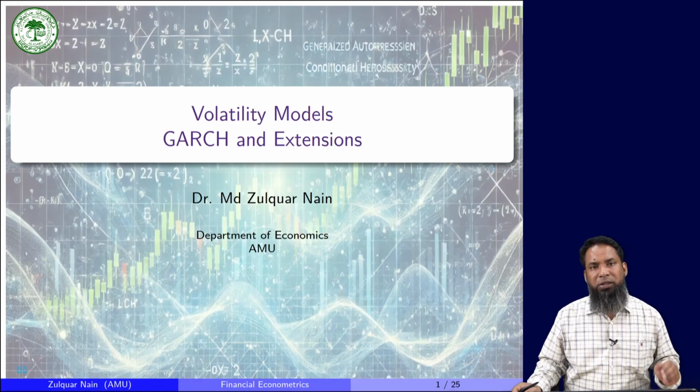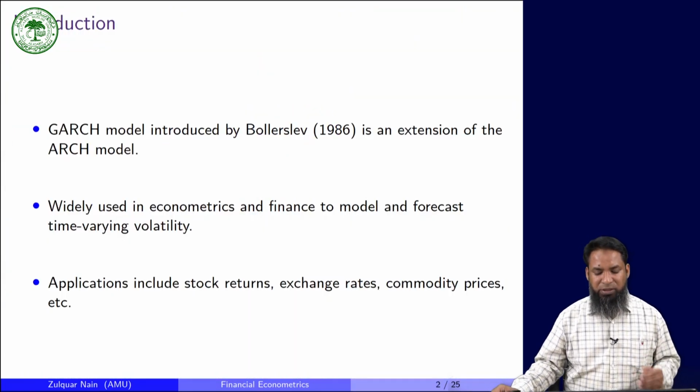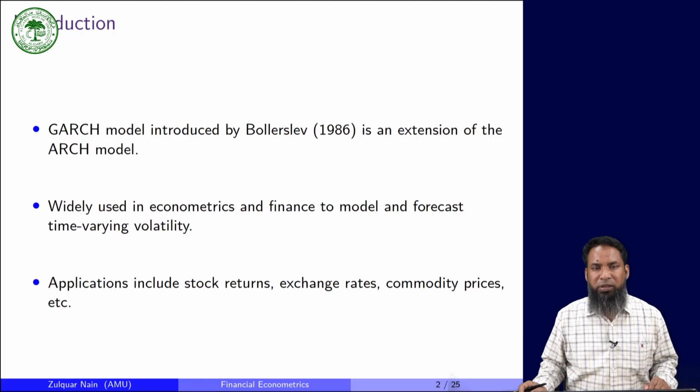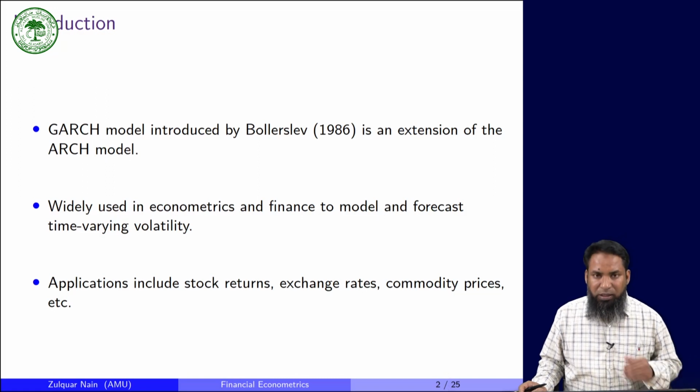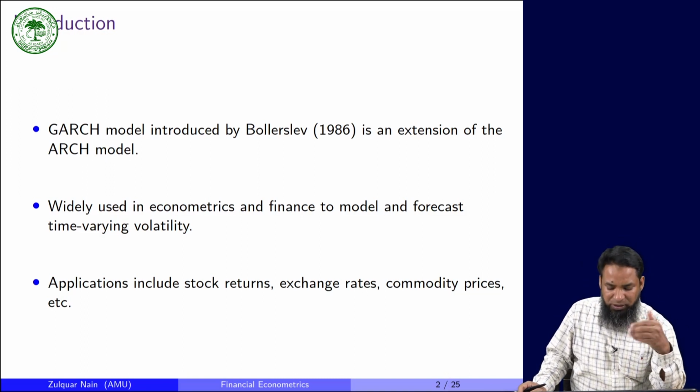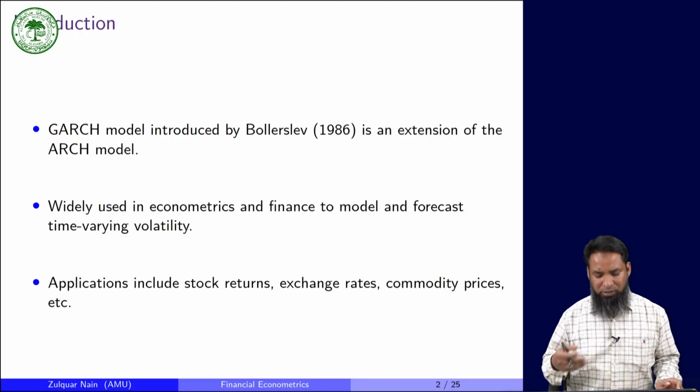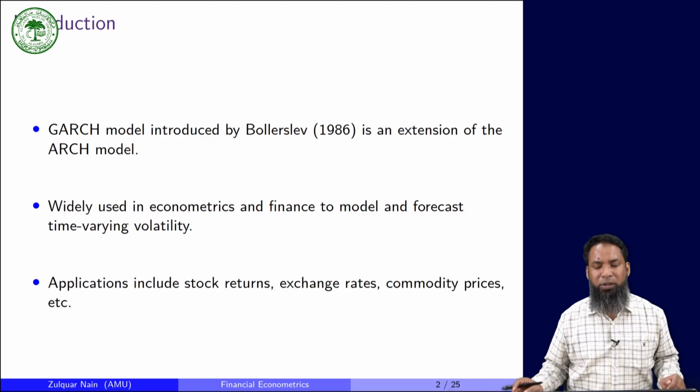So basically this model is an extension of the previous model which we have discussed in the last class, that is the GARCH. This model GARCH, which stands for generalized autoregressive conditional heteroscedasticity model, was introduced by Bollerslev in 1986. It is quite widely used in economics and finance to model and forecast the time varying volatility of financial assets, for example, stock returns, exchange rates, commodity prices, etc.